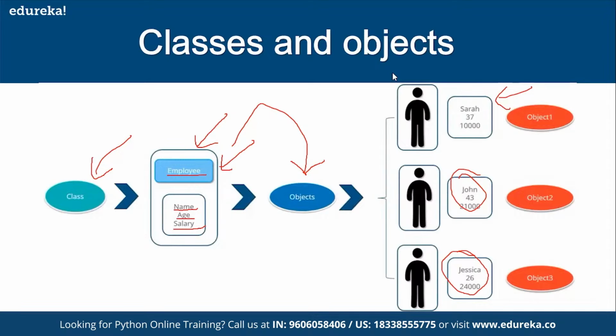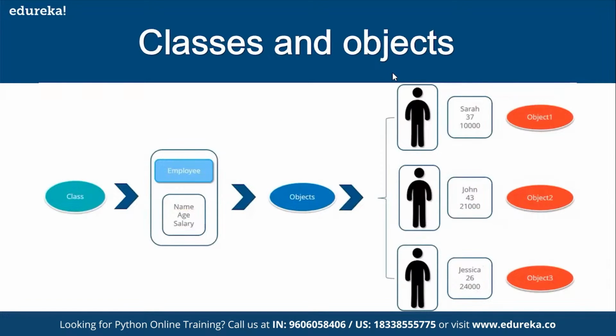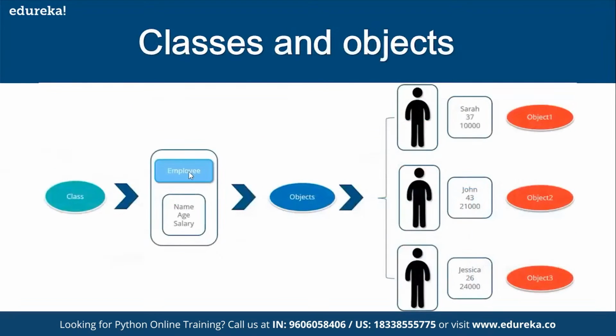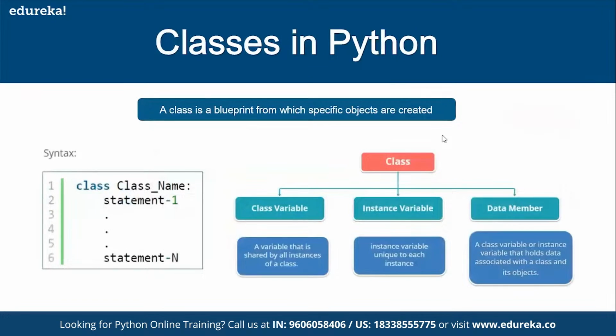Let me give you the definition of these classes and objects in the formal way. Yeah, so can you see, I have already told you a class is nothing but a blueprint from which specific objects are created. Getting it? So if you look at this example, here the class is defined with a name, employee, and there are three characteristics. And objects are created from it. So basically the class becomes a blueprint for specific objects. Getting it? And if I talk about the components in a class, there are three typical components, right? This seems to be a little complicated for beginners, but let me tell you in a simple way. Can you see the class has class variable, instance variable, and data member.